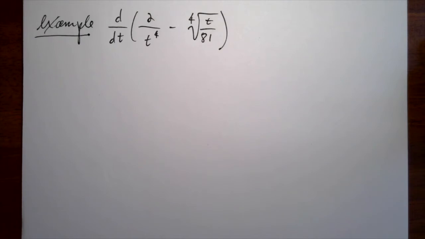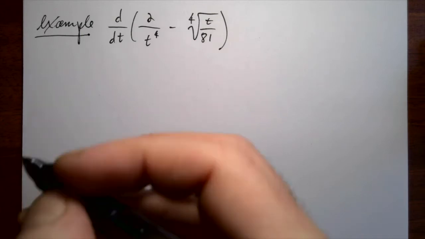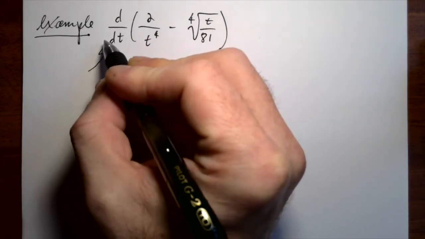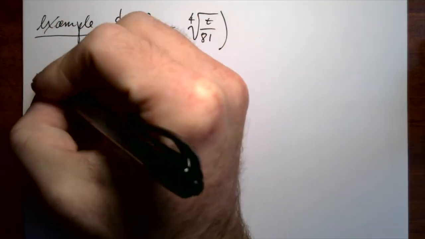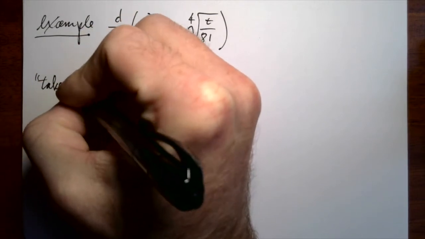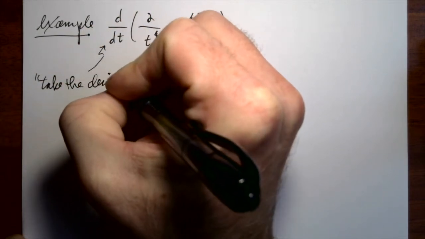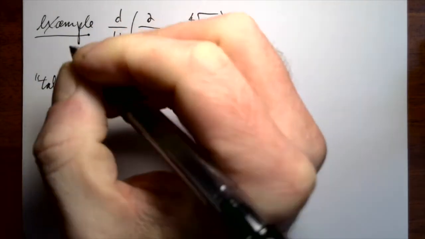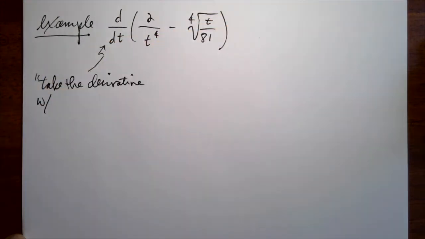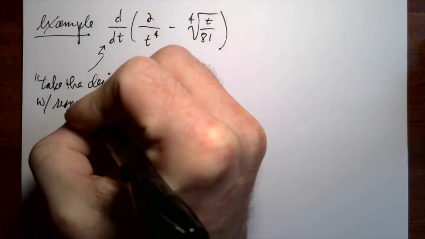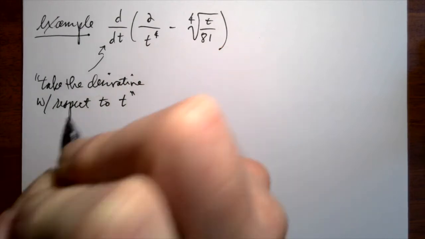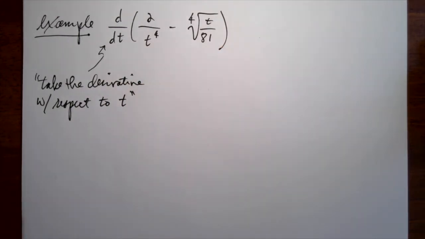We're going to take the derivative of this function, 2 over t to the 4th minus the 4th root of t over 81. Now remember, the d by dx, or in this case d by dt notation, that just means take the derivative with respect to that variable there in the denominator. So in this case, it's not d by dx, it's d by dt. That just means take the derivative with respect to the variable t. That's all that that means.